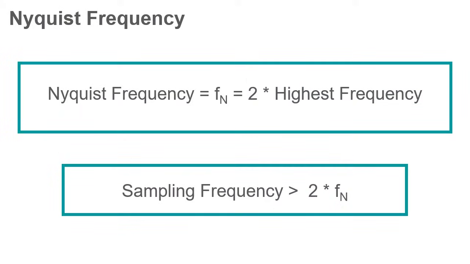Nyquist frequency. The Nyquist sampling theorem explains the relationship between the sample rate and the frequency of the measured signal. It states that the sample rate must be greater than twice the highest frequency component of interest in the measured signal. This frequency of interest is often referred to as the Nyquist frequency.